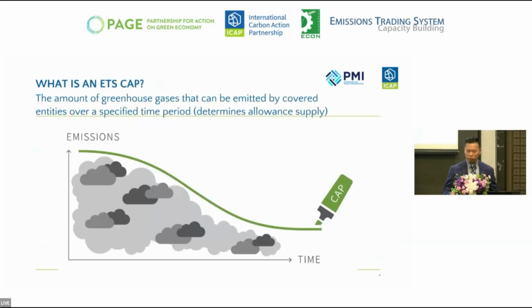So what is an ETS cap? The cap is the amount of greenhouse gases that can be emitted by the covered entities over a specific time. So we are talking about a limitation of emission, and then we're also talking about time. There are two dimensions we are talking about.